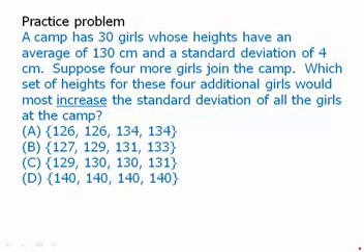Well, certainly if we wanted to decrease the standard deviation the most, we'd be adding girls who all had values of 130. They'd all be equal to the mean. Well, we don't have any like that, but notice with C, 2 of them are equal to the mean, and the other 2 are very close to the mean. So all 4 of them are closer to the mean than the standard deviation, so that's going to decrease the standard deviation. So that's certainly not going to increase it.